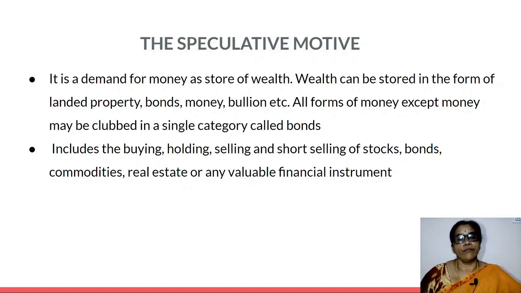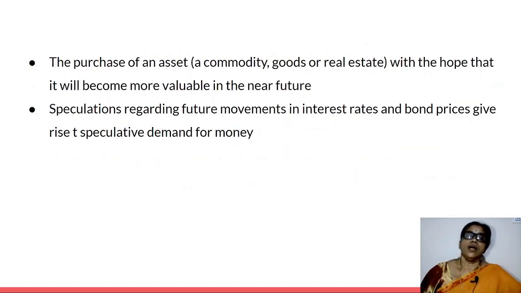Now, the speculative motive includes buying, holding, selling and short selling of stocks, bonds, commodities, real estate or any valuable financial instrument. The purchase of an asset, which may be a commodity, goods or real estate, with the hope that it will become more valuable in the near future is called a speculative activity. The speculations regarding future movements in interest rates and bond prices give rise to speculative demand for money.